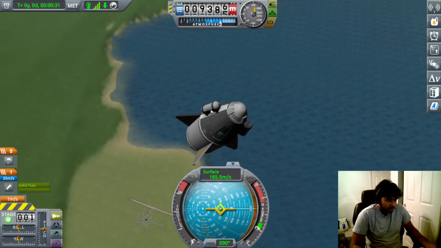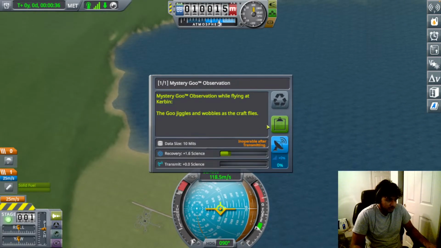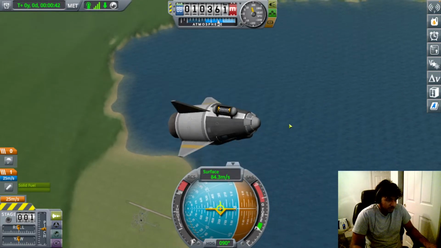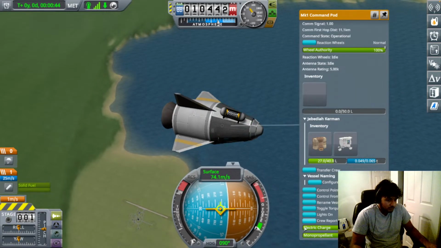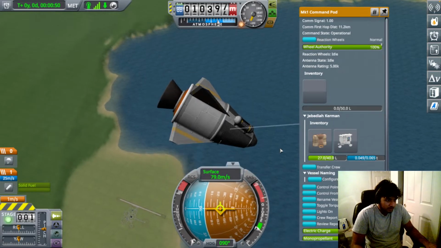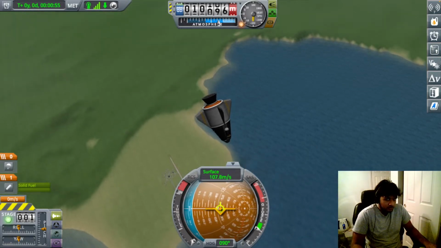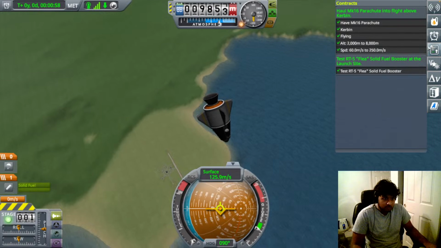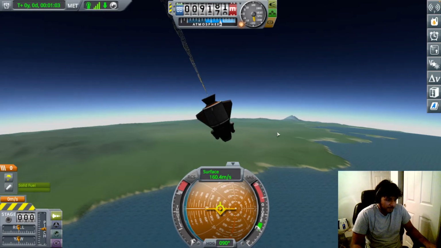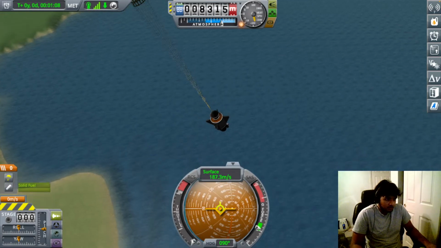So, I guess let's do an observe mystery goo. Keep the experiment. Do a crew report. Keep the experiment. Coming down to engage the parachute. Check our mission. Oh, we are good with our contracts. Engage the parachute. Okay, we are coming down here.